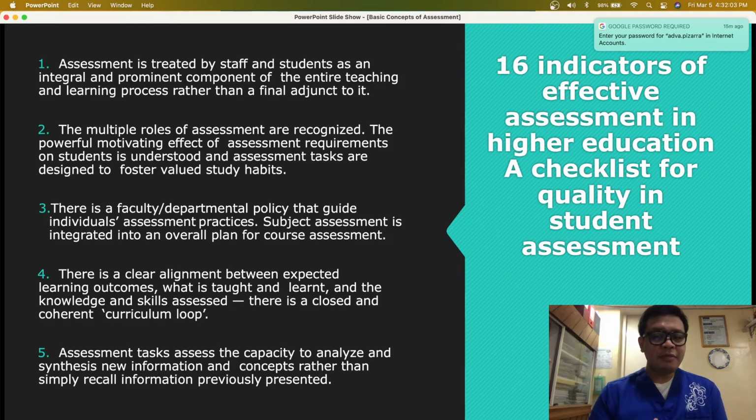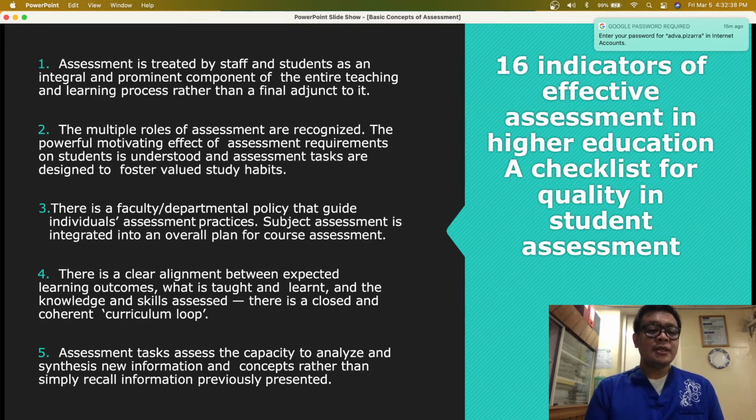So let's just run through this. Number one is assessment is treated by staff and students as an integral and prominent component of the entire teaching and learning process rather than a final adjunct to it. Number two is the multiple roles of assessment are recognized. The powerful motivating effect of assessment requirements on students is understood, and assessment tasks are designed to foster valued study habits. Number three is there is a faculty or departmental policy that guides individuals' assessment practices.